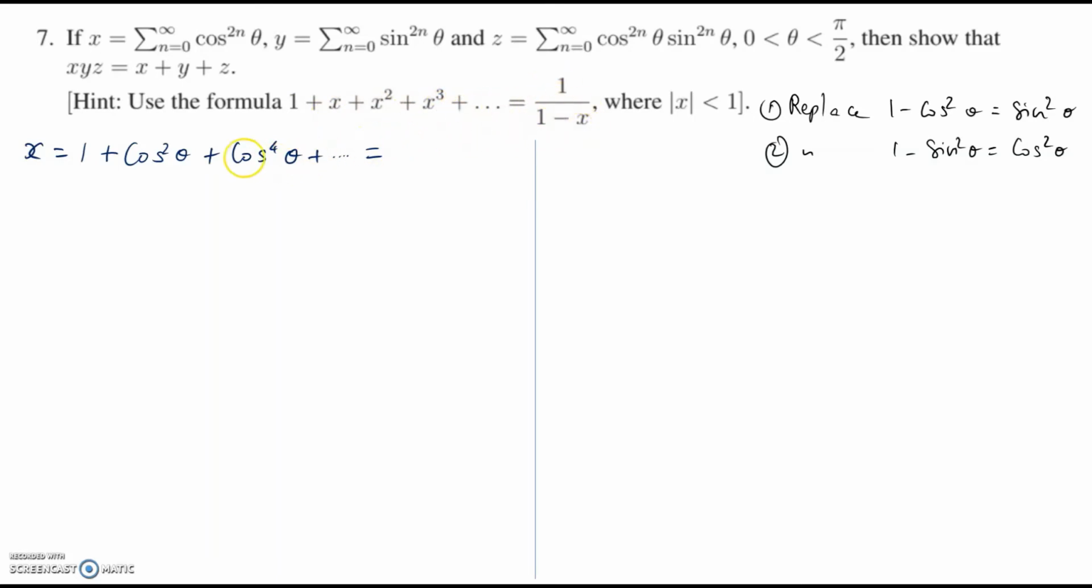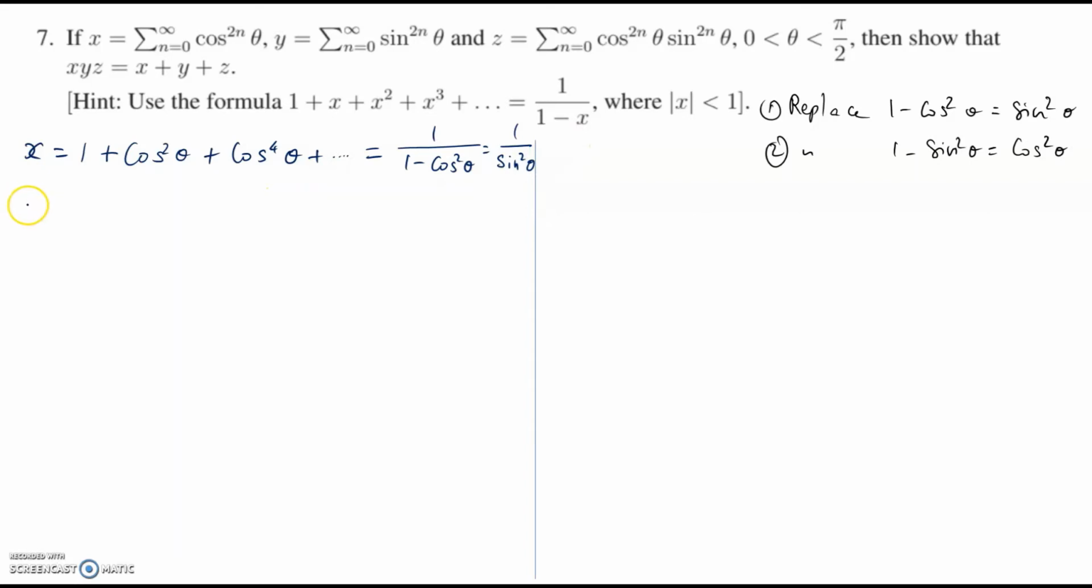So here our x is going to be cos squared theta. So this is 1 by 1 minus cos squared theta. So we will substitute the 1 minus cos squared theta with 1 by sine squared theta.